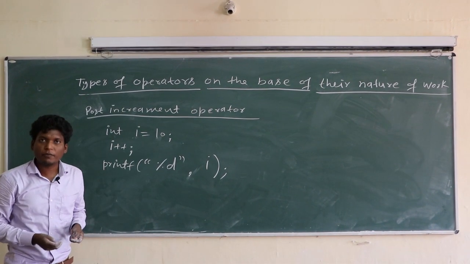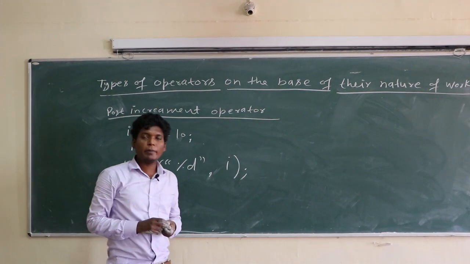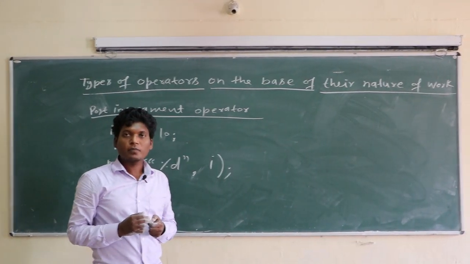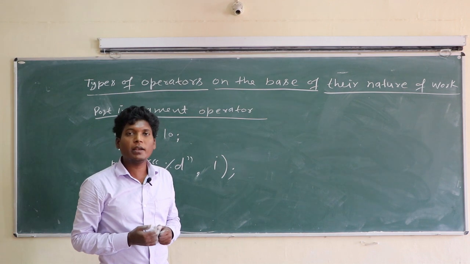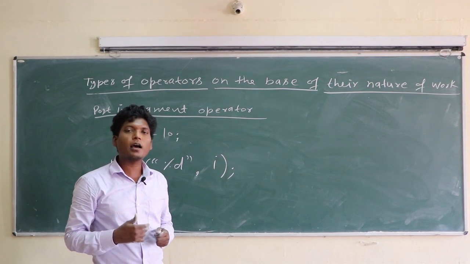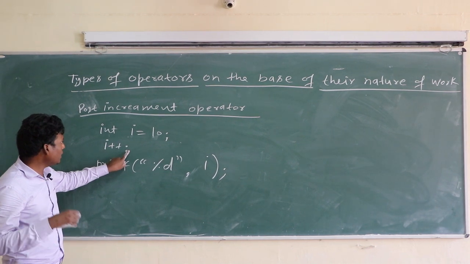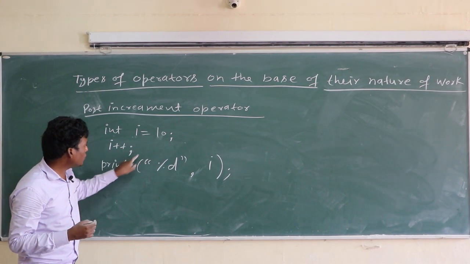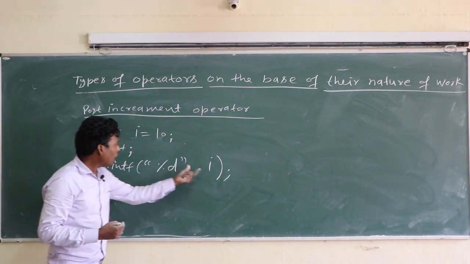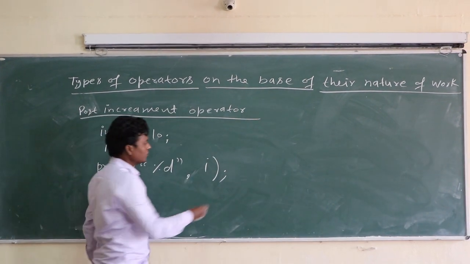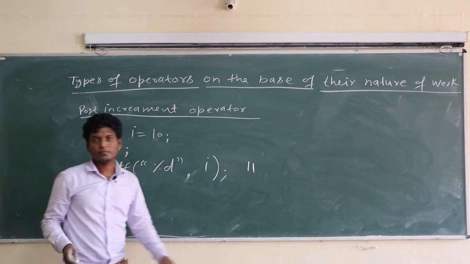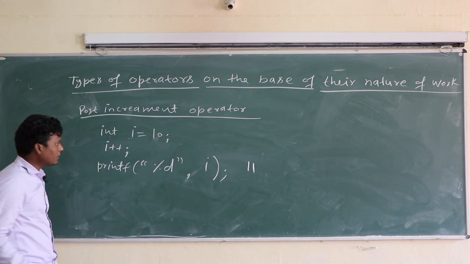It will be performed after the semicolon, because in post-increment the value of the variable is incremented after the statement. So after this semicolon, the value becomes 10 to 11. So for this printf, I have the value 11. So the result will be 11.